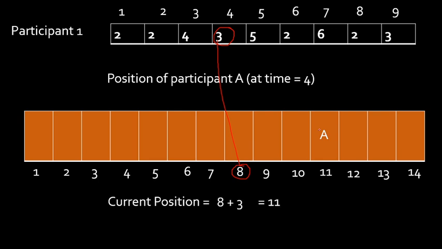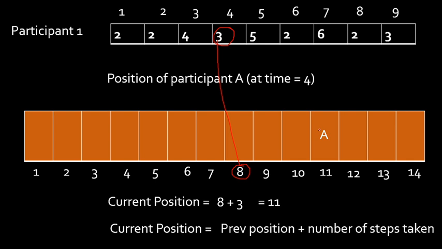So can you derive a kind of formula for this? What is the formula? You can say current position is nothing but previous position plus number of steps taken. Yes, previously where you were standing plus the number of steps taken will give you the new position. So am I making it clear up to this? Yes. So what have we done here? We are just calculating the position of A based on the number of steps given.